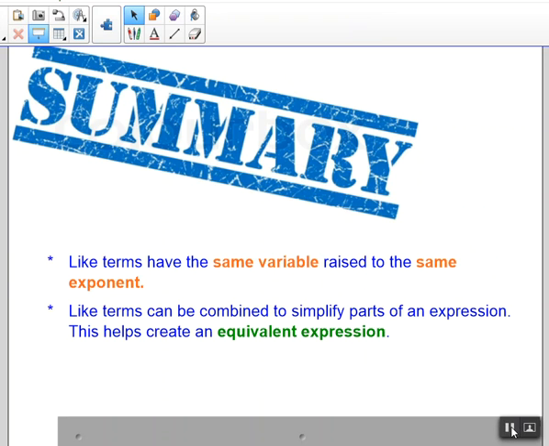All right, that's it. That brings to a close part 1. And there will be a part 2 because there's one other layer of combining like terms that you need to be comfortable with at the 6th grade level, and that'll be in part 2.